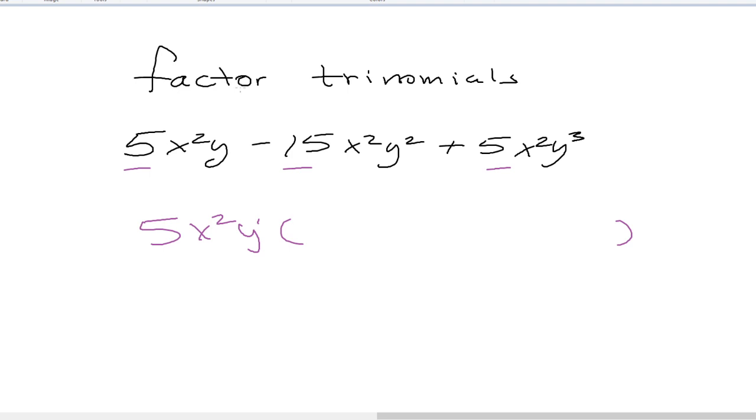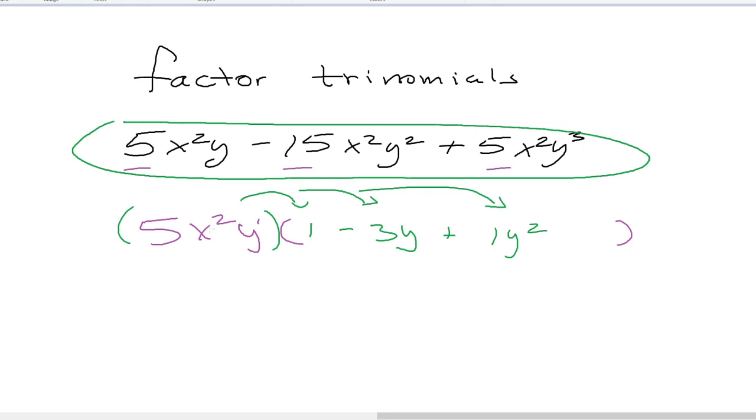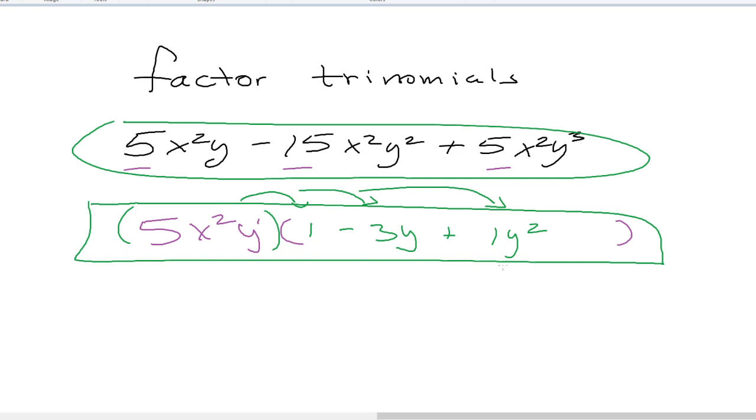So 5x squared y times what number is equal to 5x squared y? 1, minus 3y, plus 1y squared. So essentially what I'm doing is the opposite of distributing, right? So this would give me back my product. So my answer here is that these two are my factors. So that's basically what we're doing. We are looking for factors.